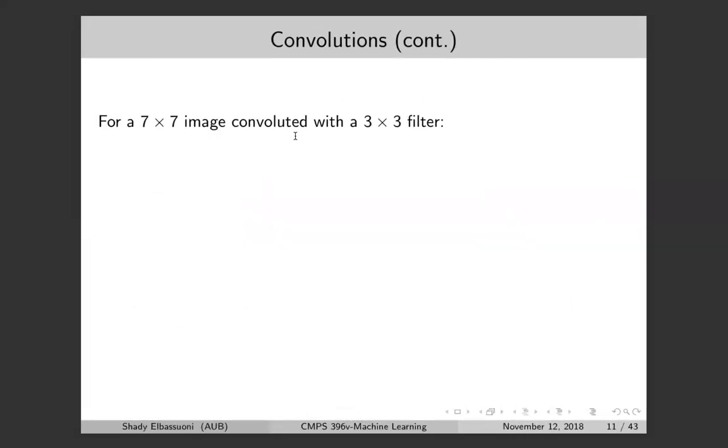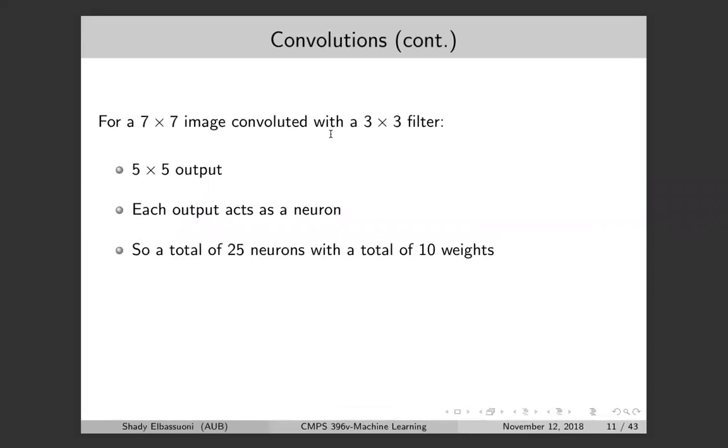So really, for a 7 by 7 image, every output acts as a neuron. So how many neurons do you have? A total of 25 neurons, because you have a 5 by 5 output. So you have 25 single values that you are going to output, and that represents 25 neurons. And how many weights? 10 weights. Yeah, because you're using the same weights over and over and over. For every neuron out of these 25 neurons, you're using exactly the same 10 weights. Why 10 weights? Anybody can tell me? Bias, W0. Exactly. You have W1 till W9, and then W0, the bias. So that becomes 10 weights.